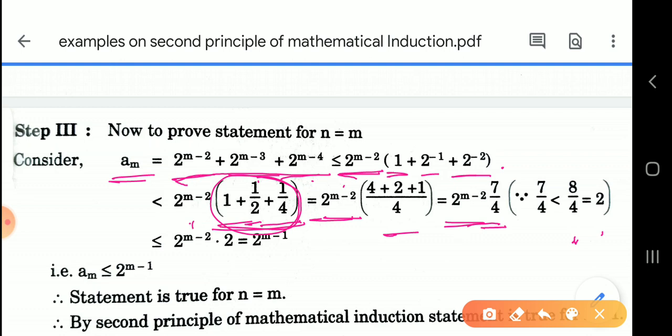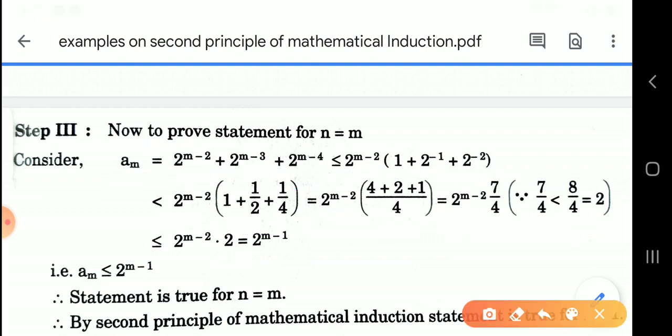So in place of 7/4 we wrote 2. So 2 raised to m minus 2 times 2 raised to 1. In multiplication the base is the same, so this is equal to 2 raised to m minus 1. That means am is less than or equal to 2 raised to m minus 1. That means our statement is true for n equal to m. So by the second principle of mathematical induction, our result holds for all n greater than or equal to 1.